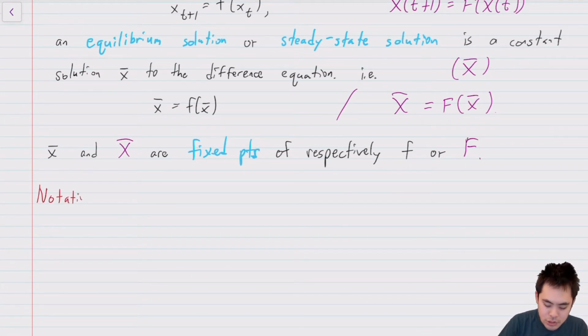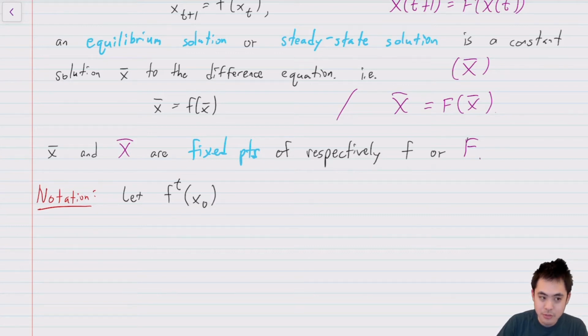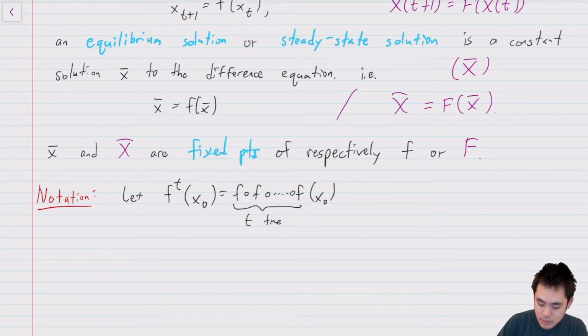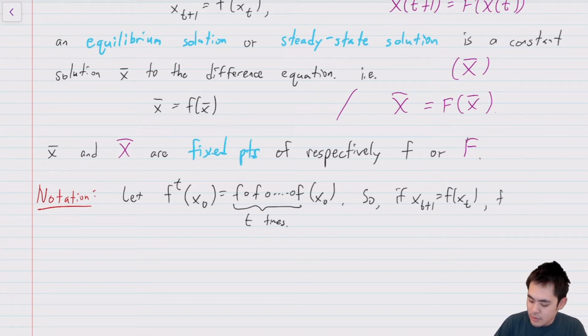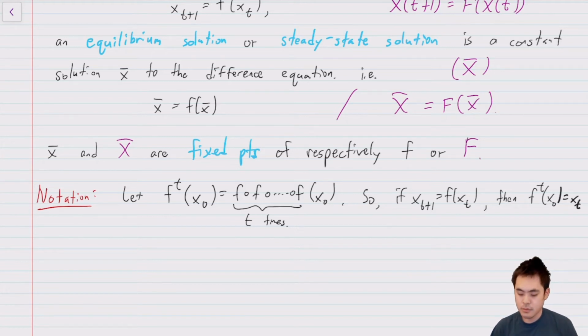And just for notation's sake, let me be explicit. We're going to let f to the t of some value x naught be the repeated application of the function f to x naught, where we do this t times. And so if x sub t plus 1 is equal to f of x sub t, then f to the t of x naught is equal to x sub t.